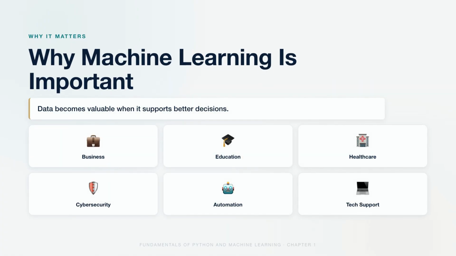Machine learning is important because organizations collect large amounts of data every day. That data may come from websites, apps, transactions, sensors, student systems, business systems, support tickets, and many other sources. The value of data comes from using it to understand patterns and support better decisions. Machine learning helps organizations predict outcomes, identify trends, automate repetitive tasks, and detect unusual activity. This is why machine learning is used in business, education, healthcare, cybersecurity, automation, and technology support.